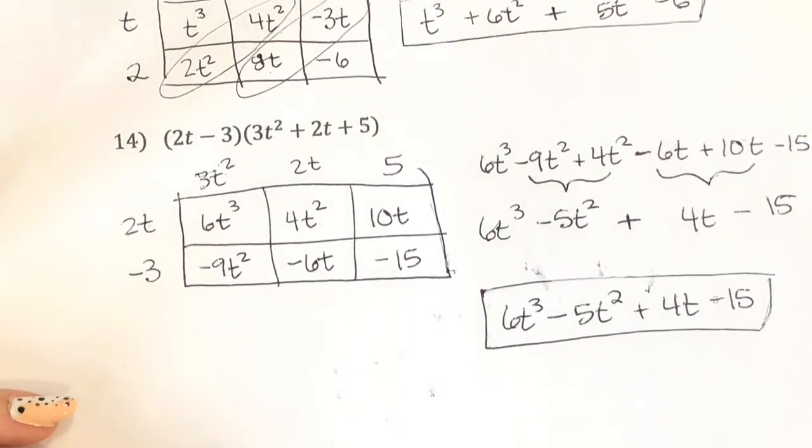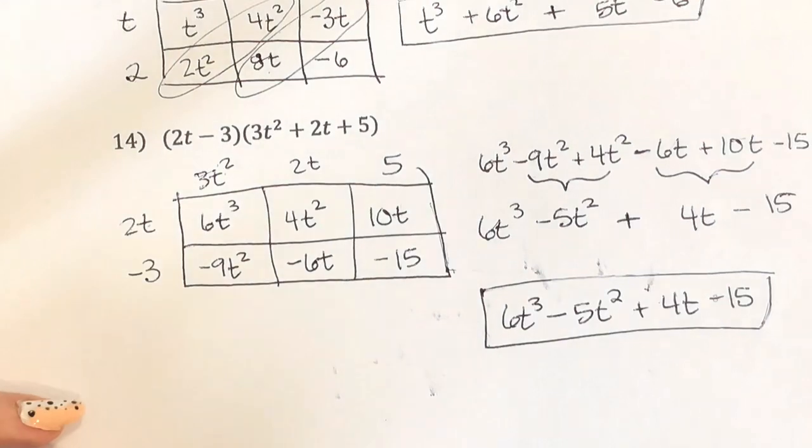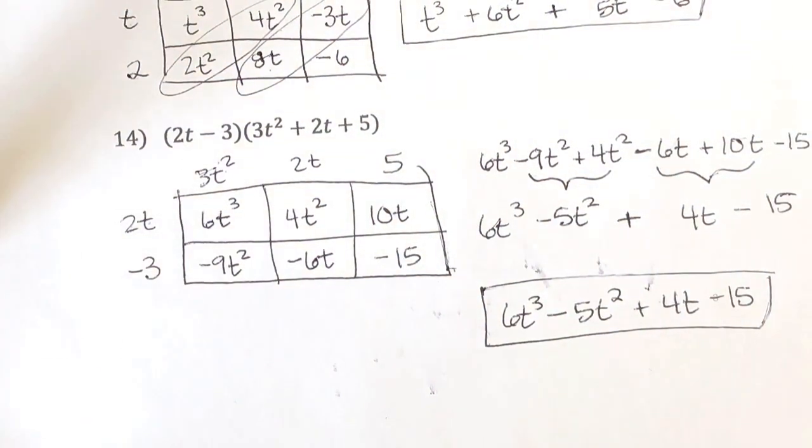Okay, so that was how you do a binomial times a trinomial. So again, I like the box method with that just because it keeps it so much more clean and organized. But you can FOIL if you want.